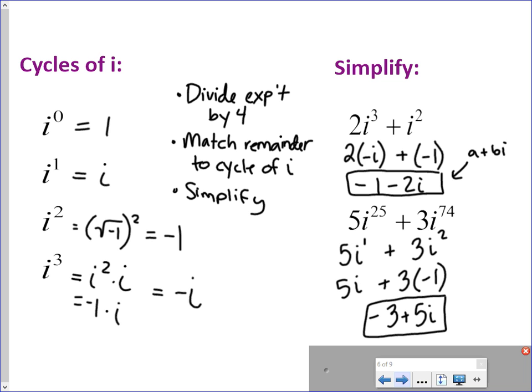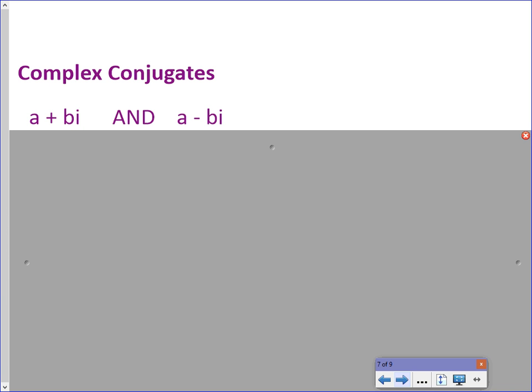Okay, last thing we want to talk about, and then you'll run through some examples, are complex conjugates. Complex conjugates. Complex implies of the form a plus bi.